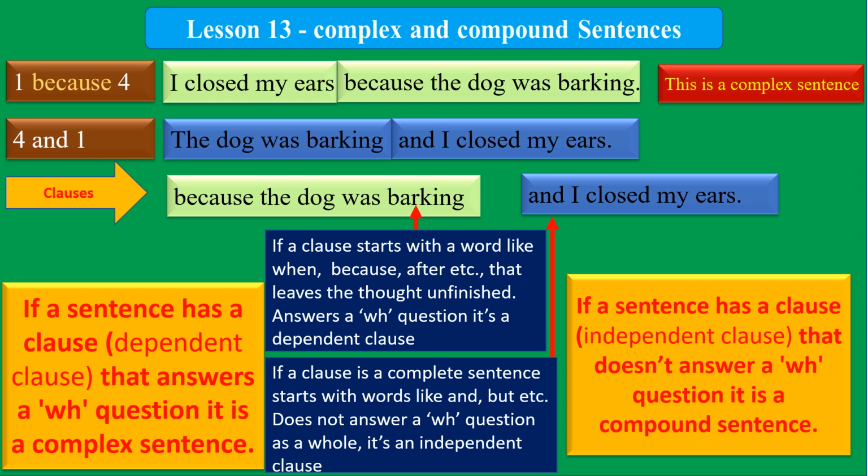If a sentence has a clause that does not answer a WH question, it is a compound sentence. The dog was barking and I closed my ears. This is a compound sentence because the clause and I closed my ears does not answer a WH question and it makes sense and it is a complete sentence.